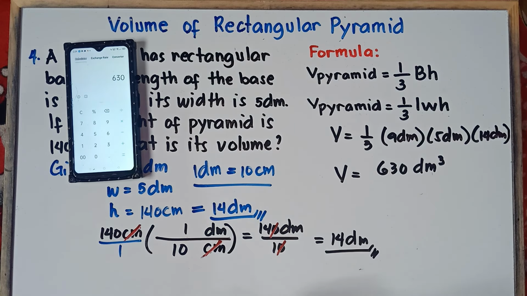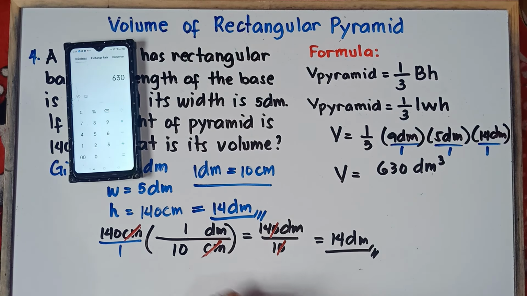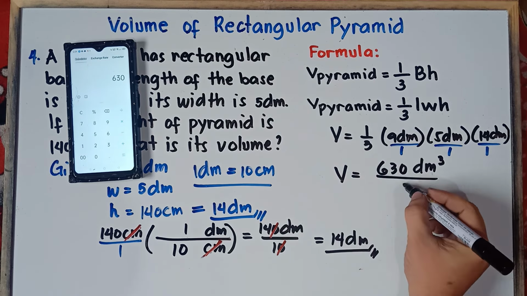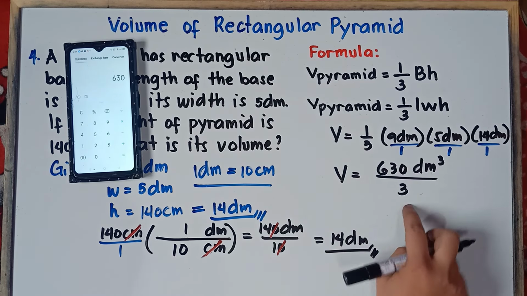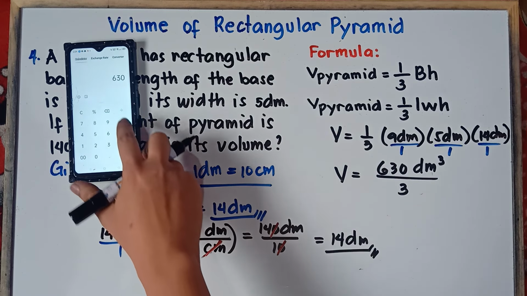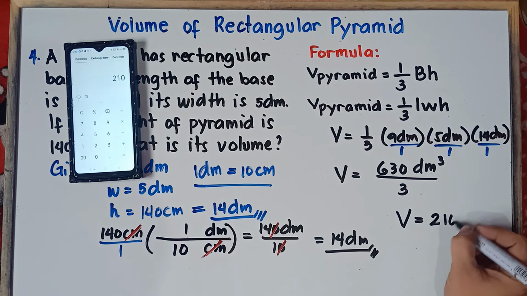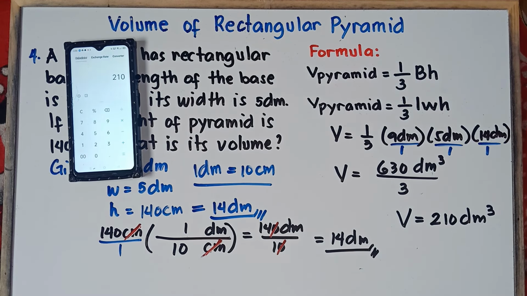And then we can put over 1 here. That's okay. Understood that any number has a denominator of 1. So this will be 3 times 1 times 1 times 1, the answer is still 3. So simply copy 3. And then divide 630 by 3. The answer, the volume, is equal to 210 cubic decimeters. That's it, class. All set for example number 4. That's it, class, for the volume of a rectangular pyramid.